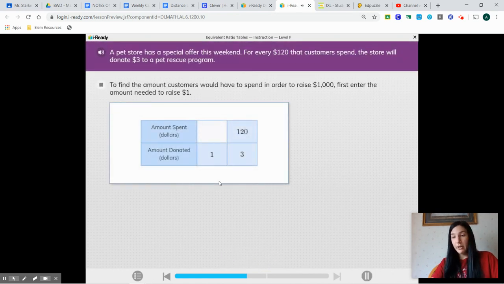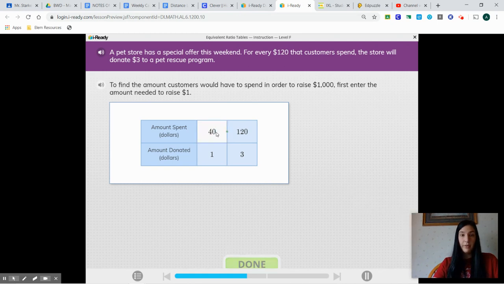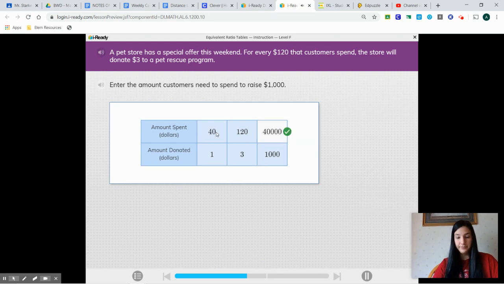To find the amount customers would have to spend in order to raise $1,000, first enter the amount needed to raise $1. So we said we're going to divide. 120 divided by 3 gave us 40. So we know that we're going to type 40 in there. Enter the amount customers need to spend to raise $1,000. So now that's going to be our 40,000. Make sure you type in the right number.